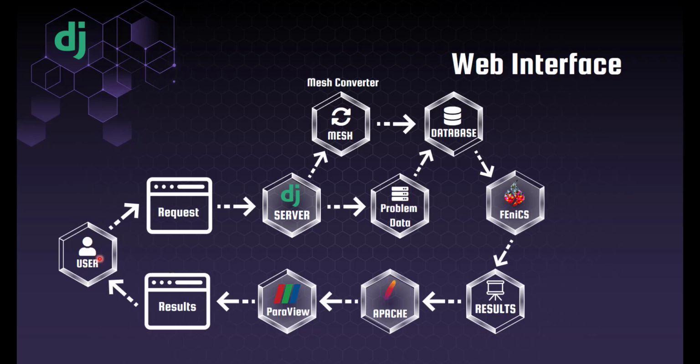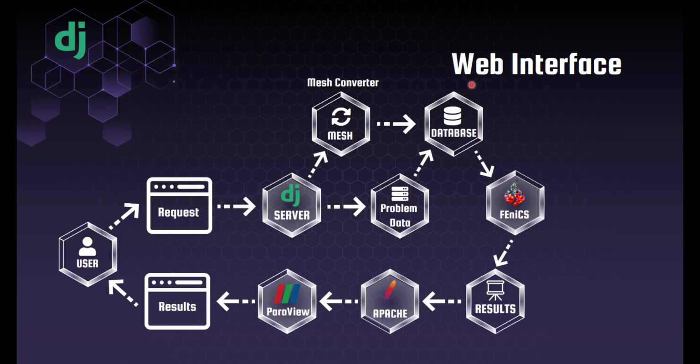What's behind the scenes? The user sends a request, which includes the mesh file, material definition, boundary conditions, and solver settings. This is a step-by-step wizard developed in the Django frontend. Once the server receives the data, it converts the mesh to a Phoenix-friendly format and saves it in the database. Additionally, all other user inputs are processed and stored in the related tables in the database.